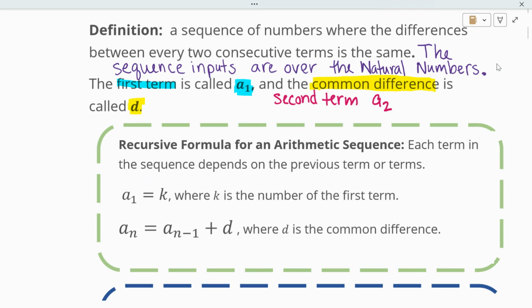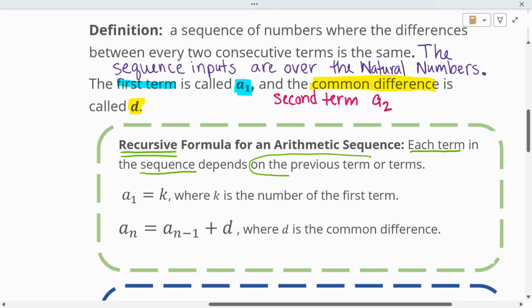So we have 2 types of formulas for an arithmetic sequence. The first one that we're going to talk about is the recursive formula. And the word recursive kind of sounds like reoccurring, right? It just keeps going on and on and on. So when I think about a recursive formula, the way that I remember it is that each term in the sequence depends on the one that came before it.